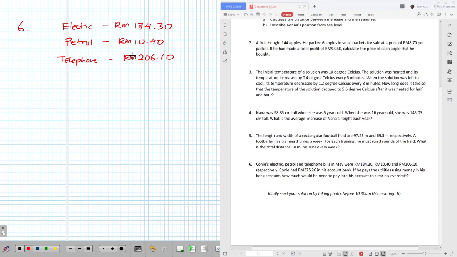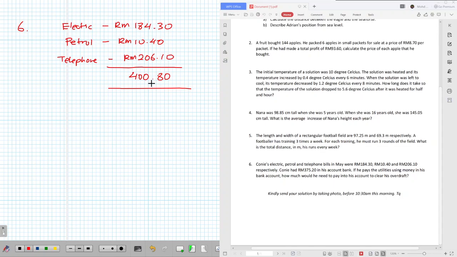Connie has 375 ringgit 20 cents in his bank account. If he pays the utilities using money in his bank account, how much will he need to pay into his account to clear his overdraft? Now, what does overdraft mean? It is a leftover. So Connie has 375 ringgit 20 cents in his bank account. If you total up everything, you will get 400 ringgit 80 cents.